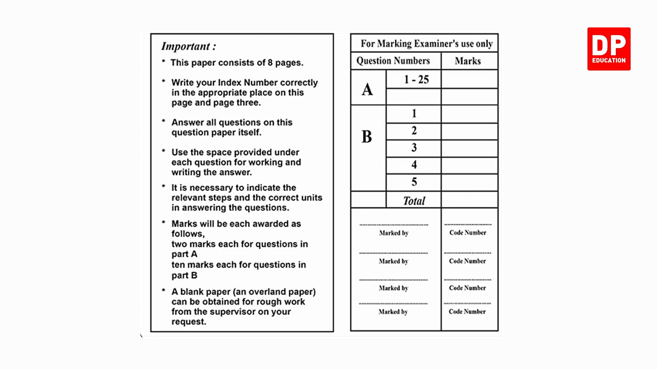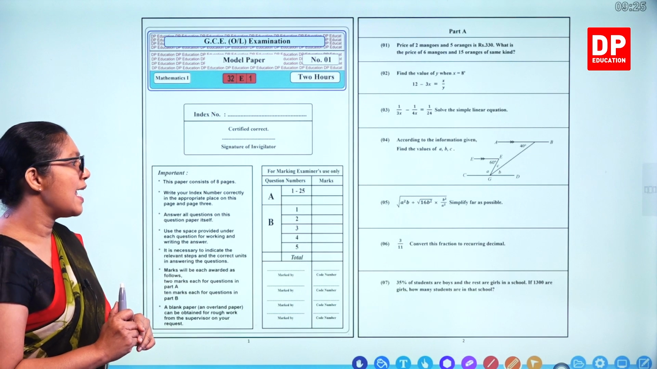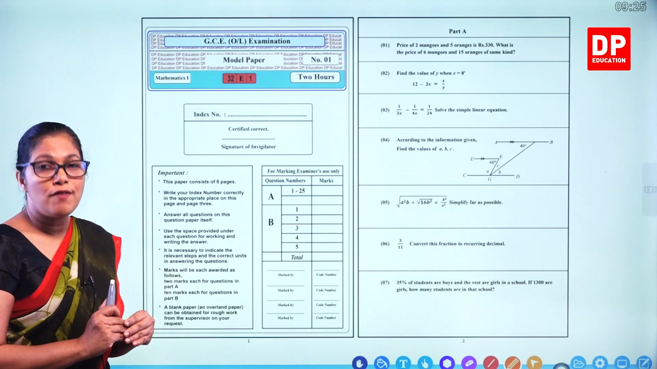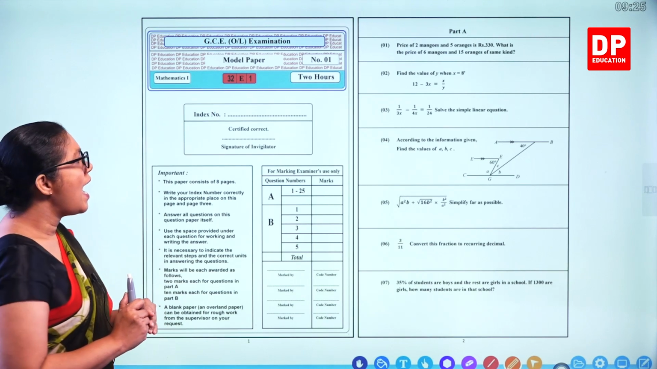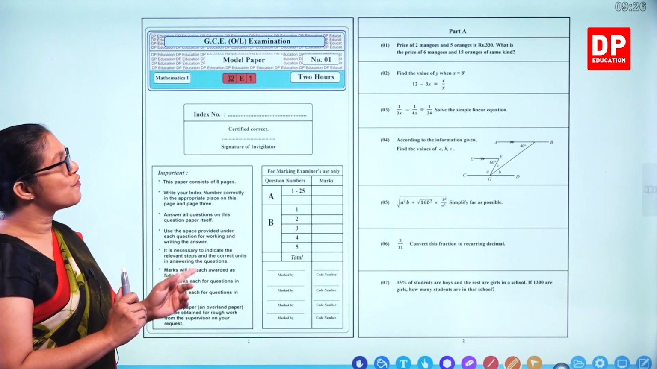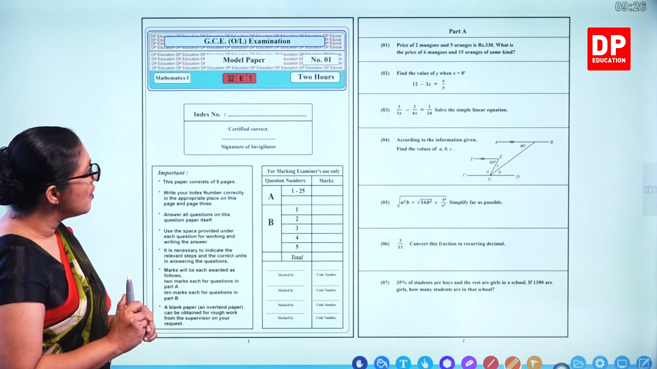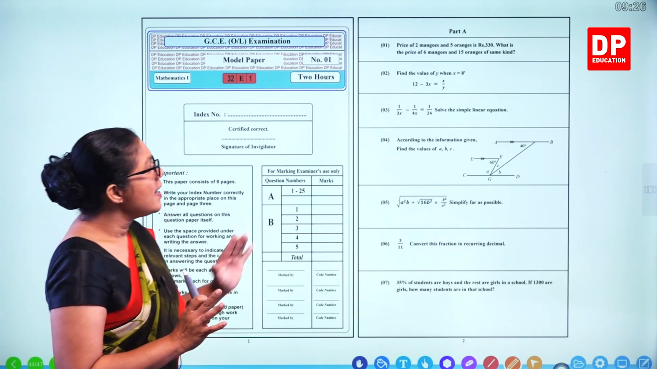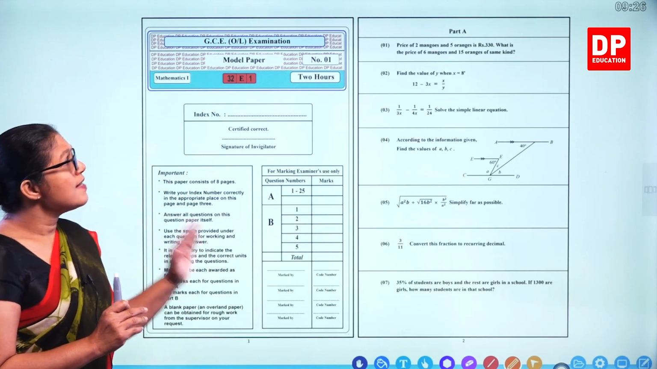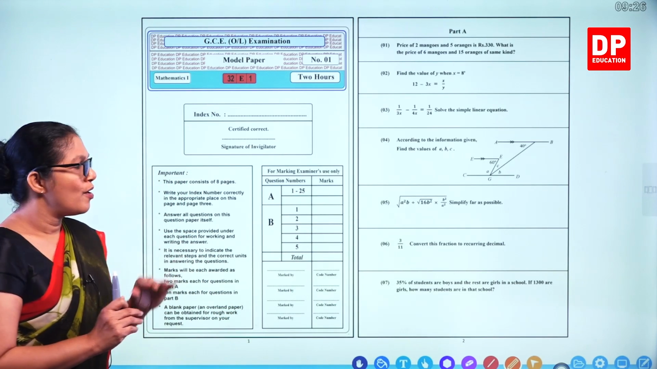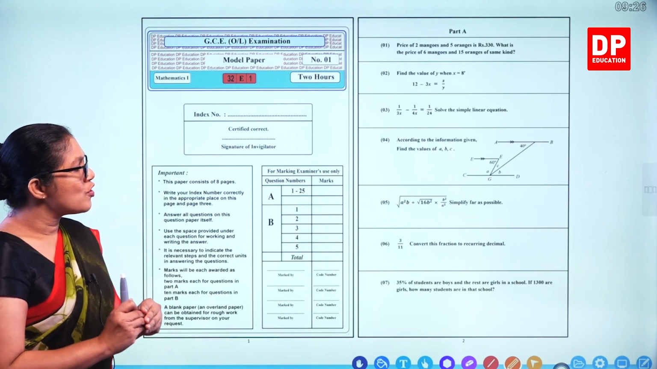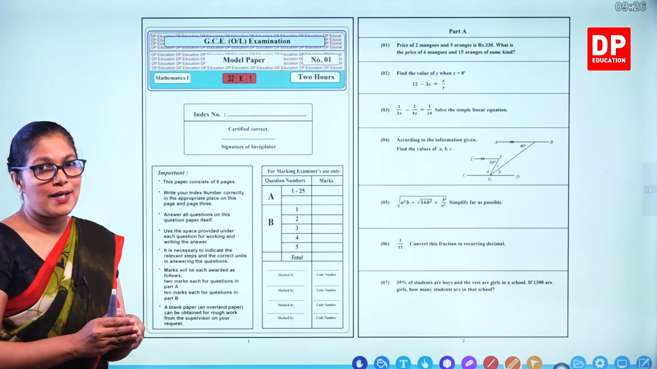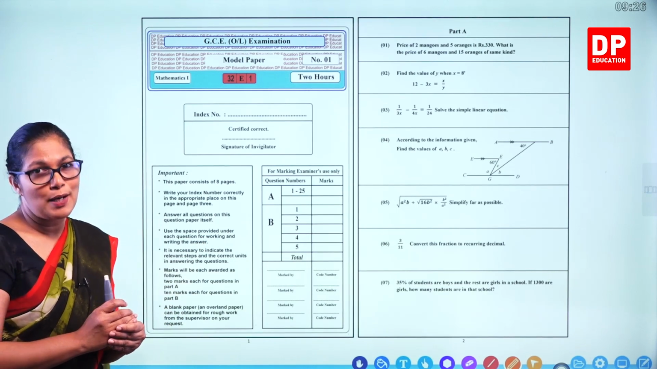As usual, you get 25 short questions, that's part A, and 5 long questions. Each question is worth 10 marks in part B and 2 marks each for part A questions. So make sure that you try all the questions because these are new questions to you, not taken from past papers. After you do all the papers, you can try my model papers.